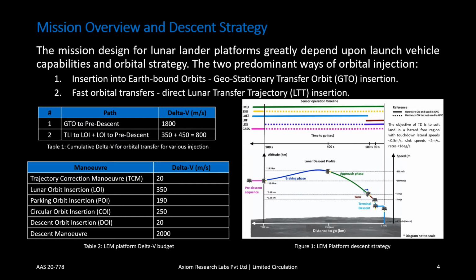And we also give in table 2 a split of the maneuvers that are performed to lower the lunar orbits until the lunar descent maneuver is conducted. So these are conservative numbers. And finally, the lunar descent itself is broken up into a braking phase, approach phase, turn, and terminal descent until the touchdown. So based on the range of entry masses, the geometry of the trajectory might differ.